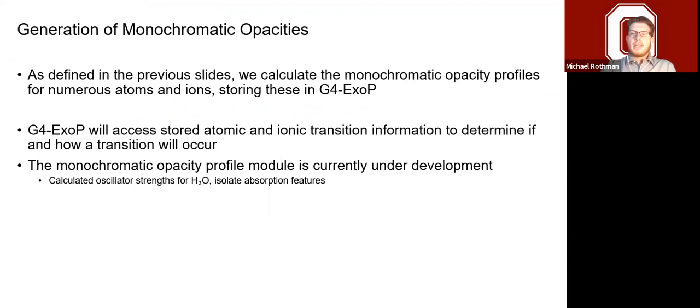The monochromatic opacities we've just defined are integral to the operation of GN4XOP. Now, these terms contain all the absorption information for the atoms, ions, and electronic transitions for molecules. We will calculate these profiles for numerous atoms, ions, and molecules, storing them in GN4XOP for simulation use. This database will be one of the end products of the monochromatic opacity profile module, which is currently under development.